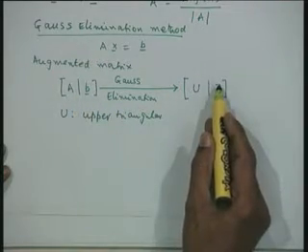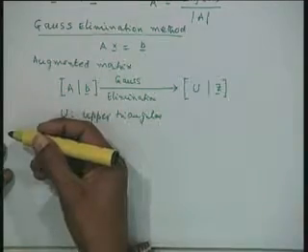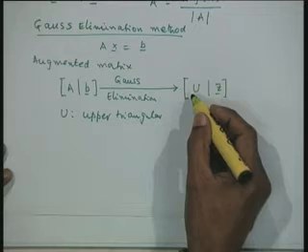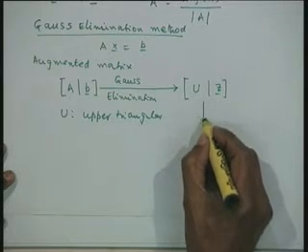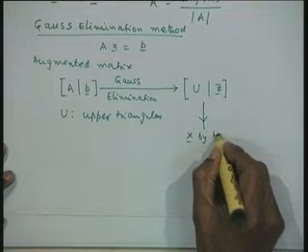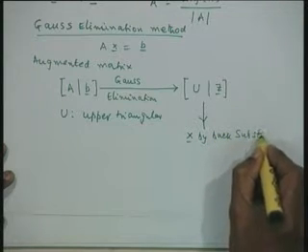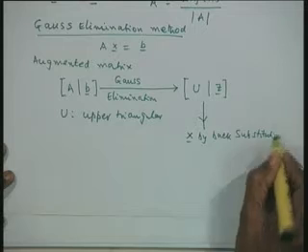Now, once this is an equivalent system, that means the solution of this is the same as the solution of this, then I can find the solution by the back substitution method which we have just now described, because U is upper triangular. Therefore, I can get the solution x by back substitution.